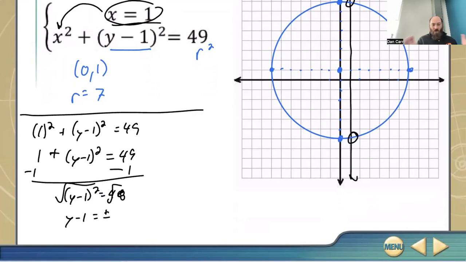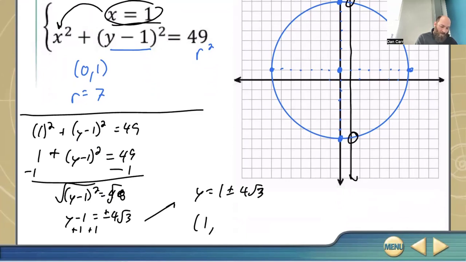Real quick, I could just do it off on the side. I break it down, and it'll turn into 4 radical 3. My last step is to add 1 to both sides, so I get y equals 1 plus or minus 4 root 3. So what does that mean for my solutions? They happen at the points (1, 1 plus 4 root 3) and (1, 1 minus 4 root 3).